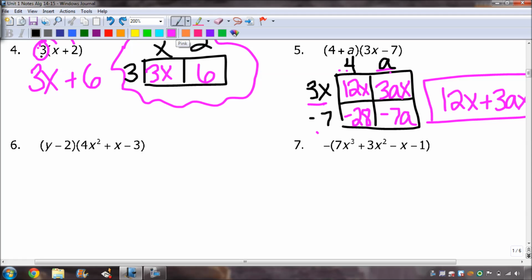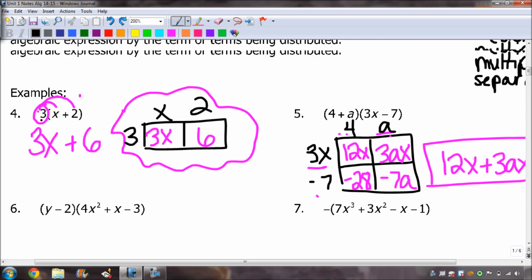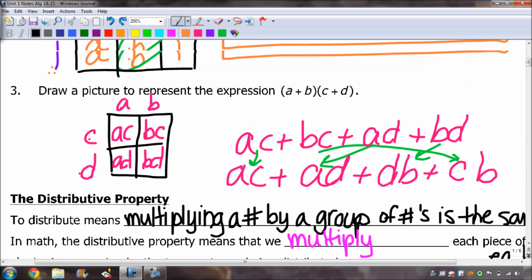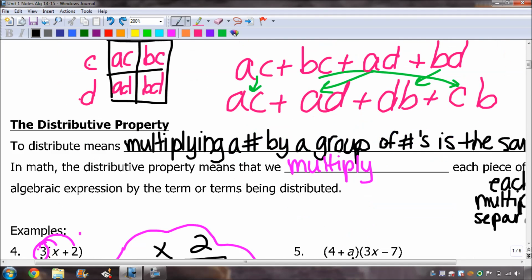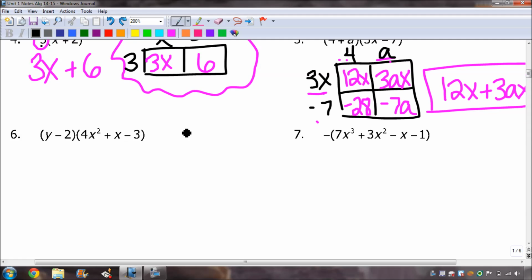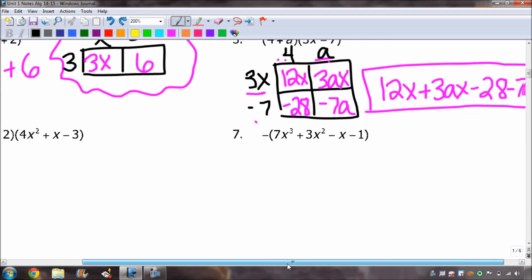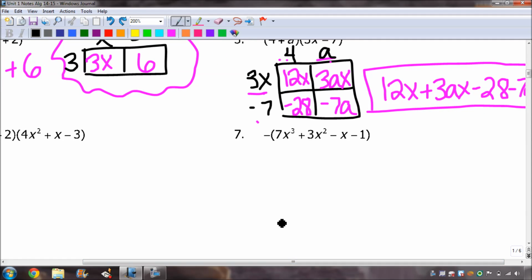We are going to skip question number 6 because it's very much like question number 2 that we had done on the top right here, and we'll get more practice with those questions in class. So let's look at number 7. In number 7, I don't need to do a box because it's just this on the outside that's being distributed.